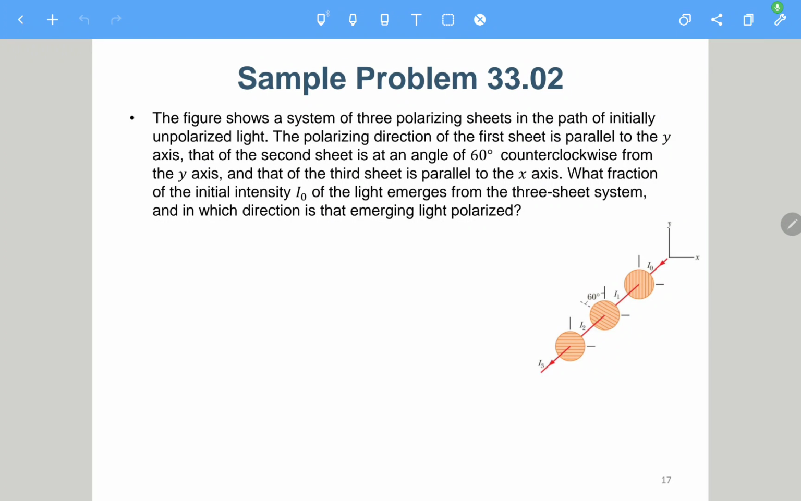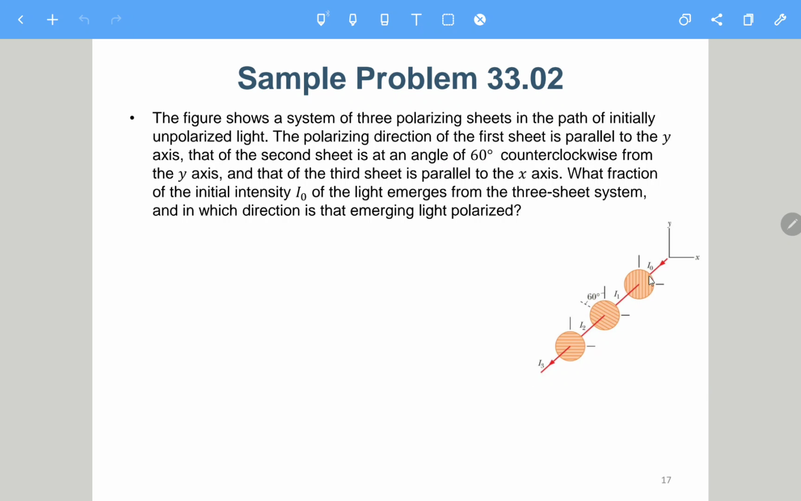Okay, so this is sample problem 33.2. It says the figure shows a system of 3 polarizing sheets, 1, 2, 3, in the path of the initially unpolarized light. The polarizing direction of the first filter is parallel to the y-axis. The light is coming from the top right and then to the bottom left.